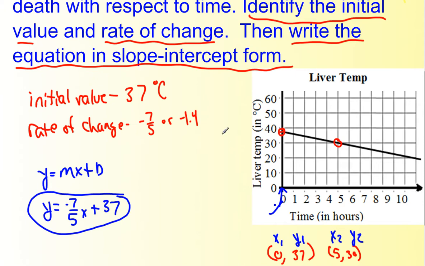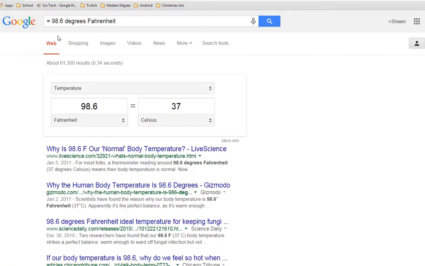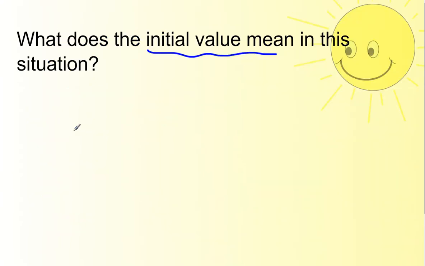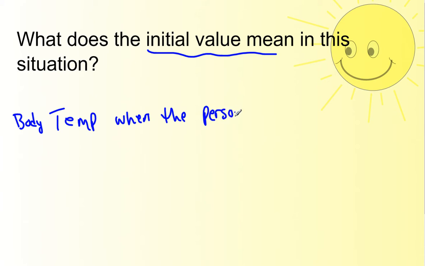Okay? And here I have a little thing from Google. I searched for 37 degrees Celsius, and it pops up at 98.6 degrees Fahrenheit. So that's the average body temperature of a person, 98.6 degrees. All right? So the initial value is the temperature of the person when they're alive. Initial value: body temp when the person is still alive.